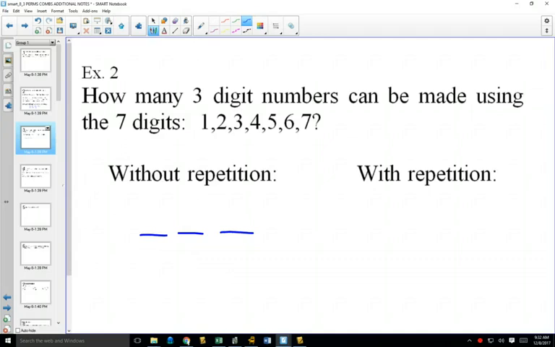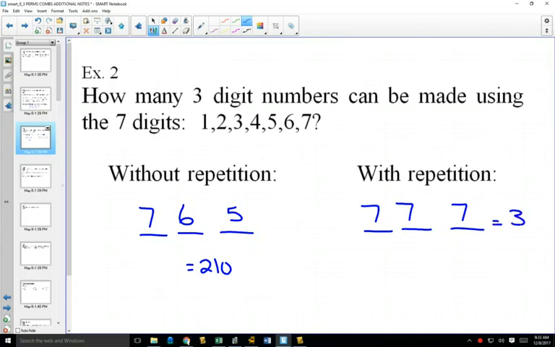How many choices for the first number? 7, because I'm using the numbers 1 through 7. Then one of the numbers is used up. If I'm not allowed to repeat, now how many choices are there? 6, and then 5. By the way, this is 210. If you were allowed repetition, there'd be 7 choices here, 7 choices here, 7 choices there, and multiplying those together is 343.